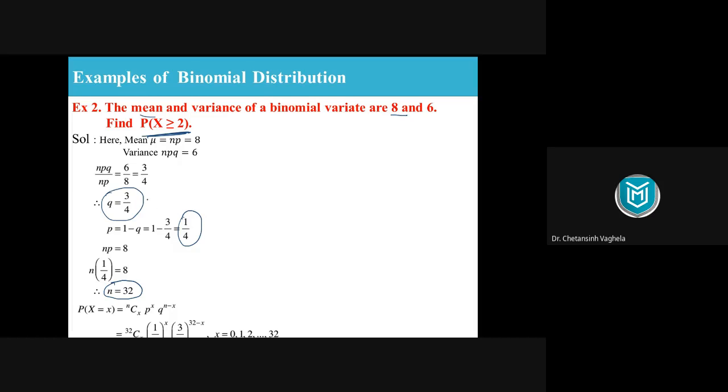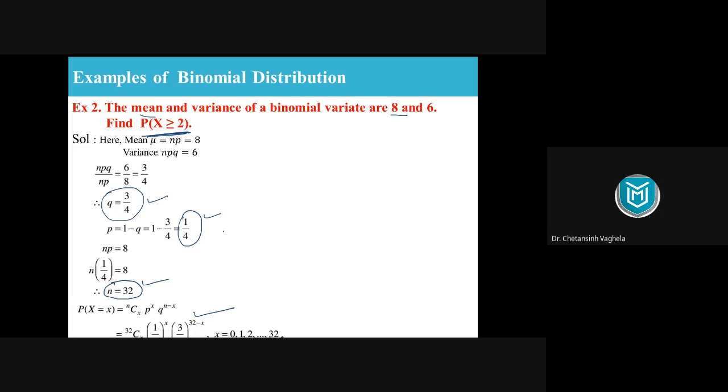तो p, q और n की वैल्यू अगर मेरे पास है, then I'm good to denote the notation, good to denote the distribution. That will be 32c3, 1 by 4 raised to x, 3 by 4 raised to 32 minus x, and as n is having value 32, तो x जो है वो 0 से 32 तक वेरी कर सकता है. So x can take value from 0 to 32 only, is it?